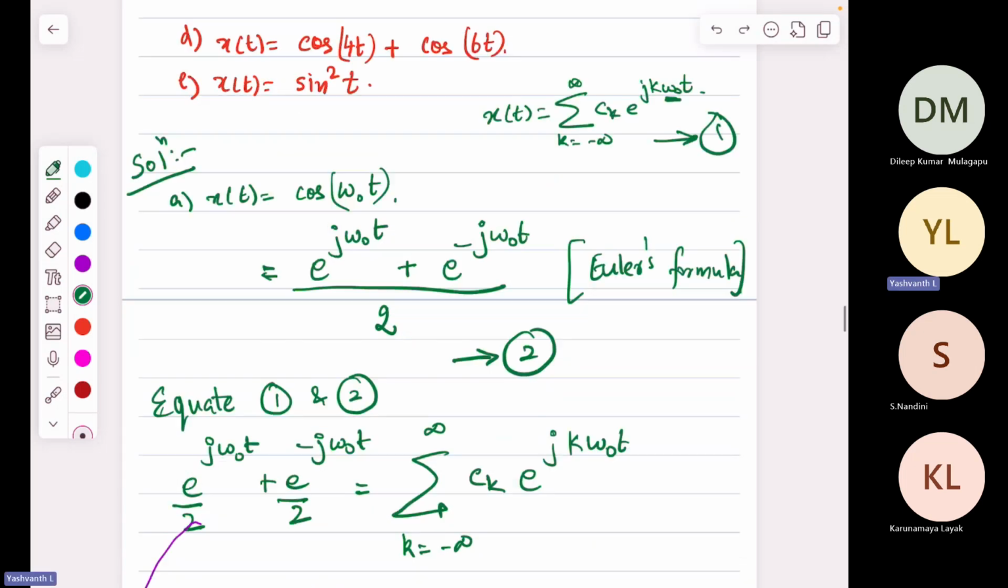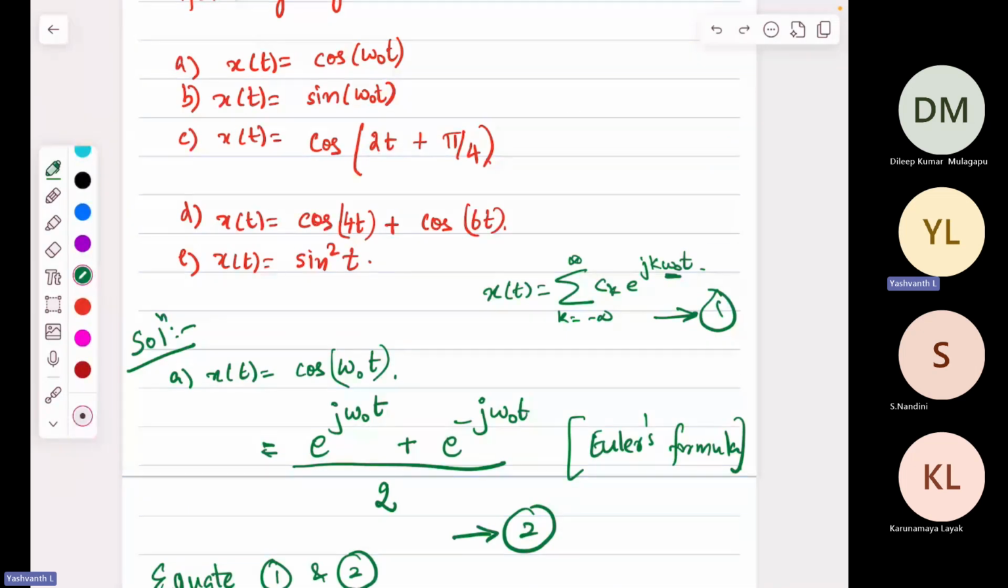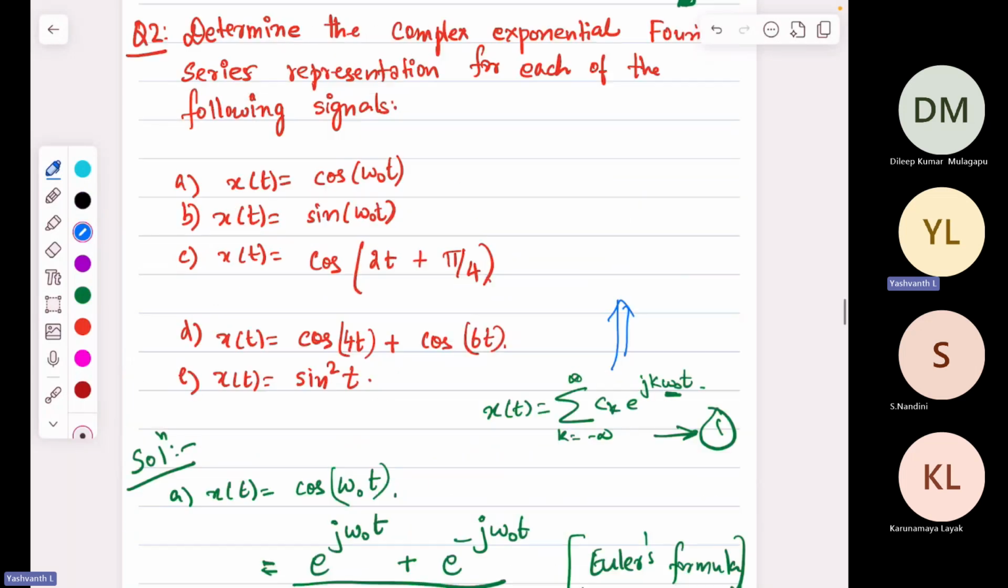Yeah. So you see the first equation, right? What does it say? Let me write it down for you. I can write it a little compactly as an infinite summation. It will have c minus 2 e power minus j2 omega naught t plus c minus 1 e power minus j omega naught t plus c 0 into 1, because e power 0 is 1, and then the second term will be C1 into e power j omega naught t plus C2 into e power j2 omega naught t, and then it goes on, right?